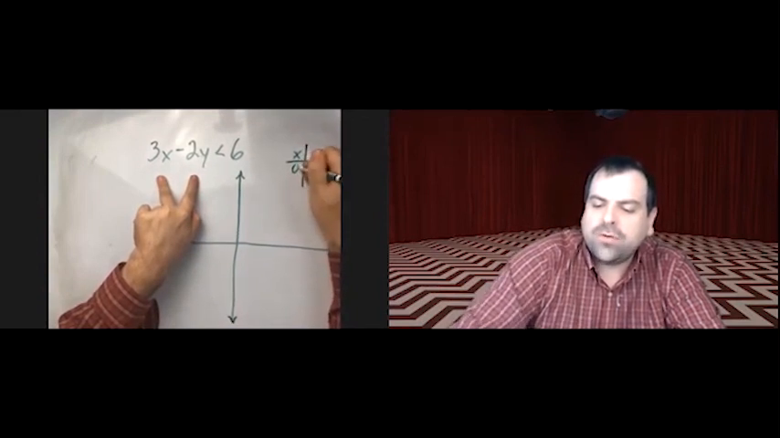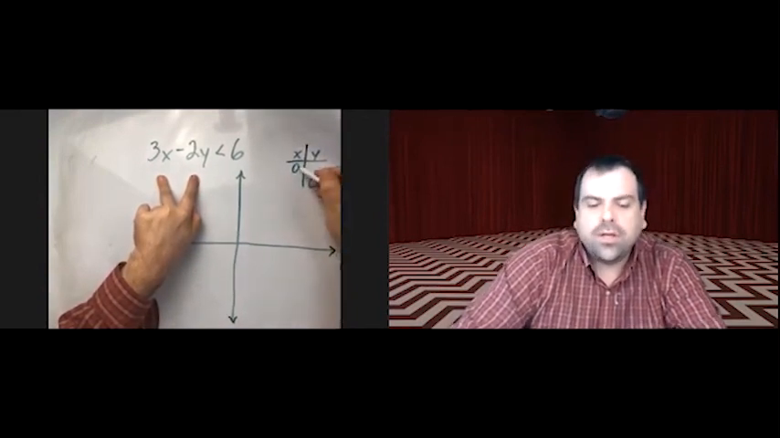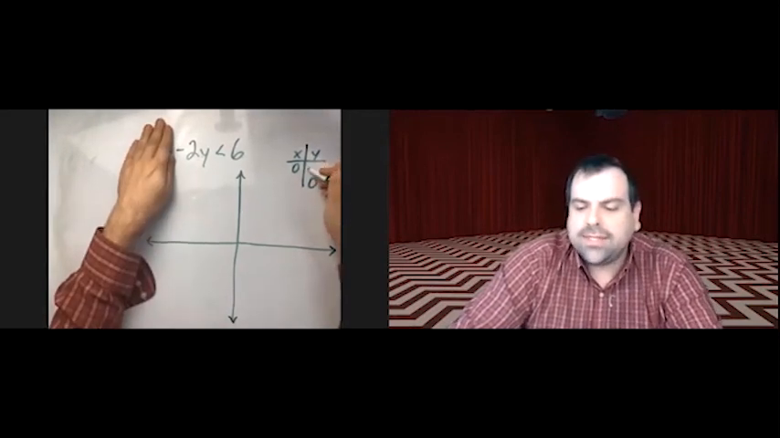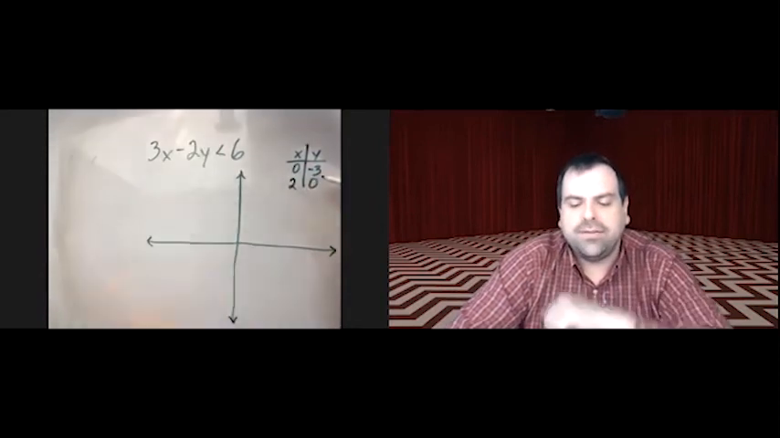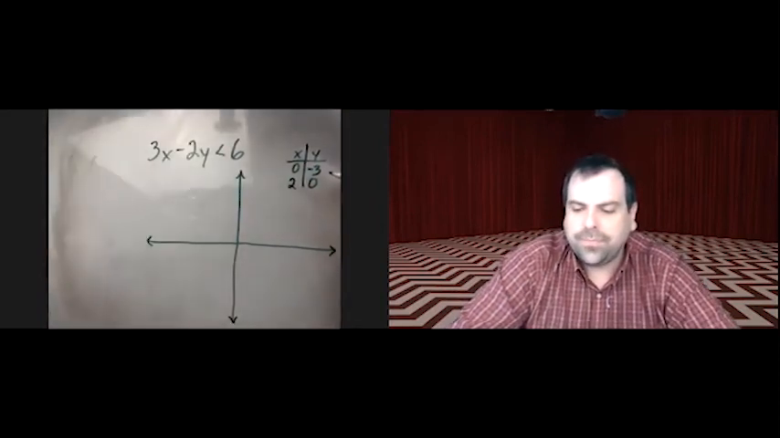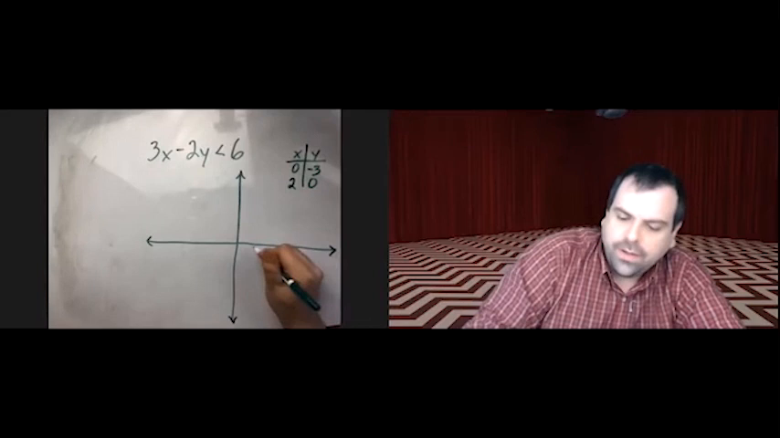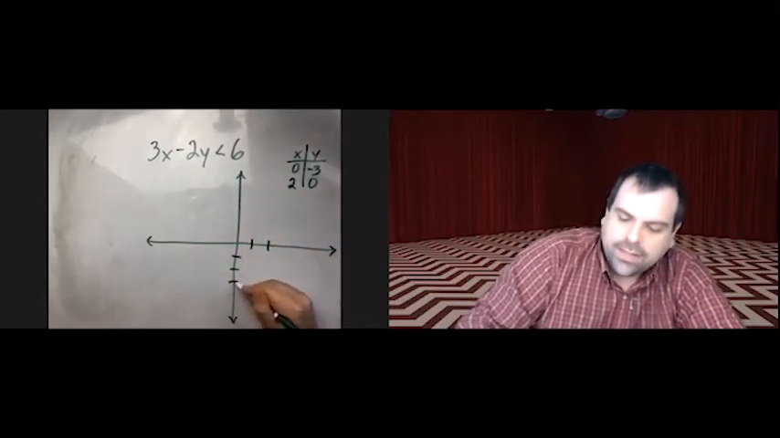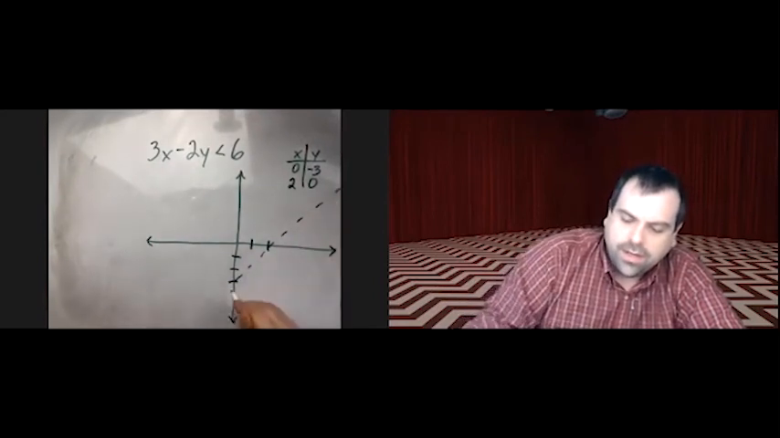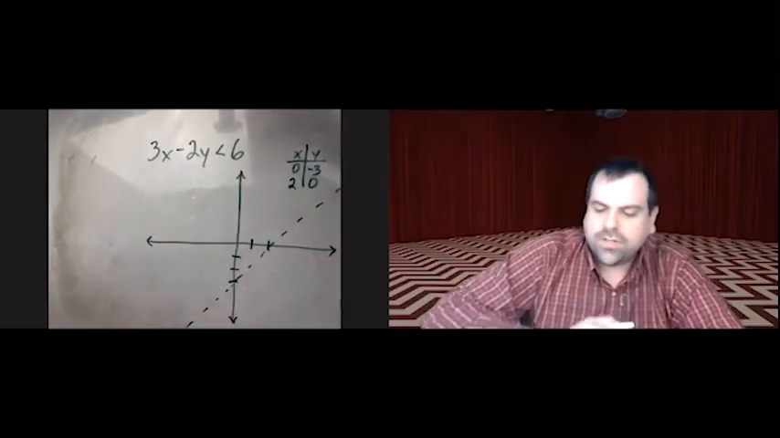We can find our x and y intercepts. When x is 0, y is negative 3. When y is 0, x is positive 2. X is 2, y is negative 3. There's our dashed line.